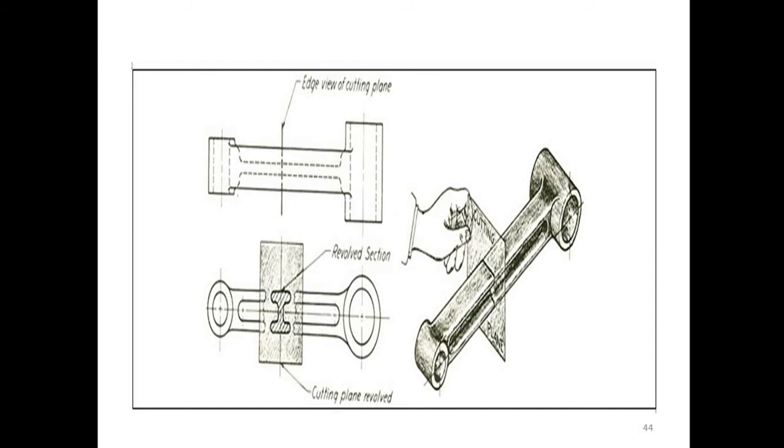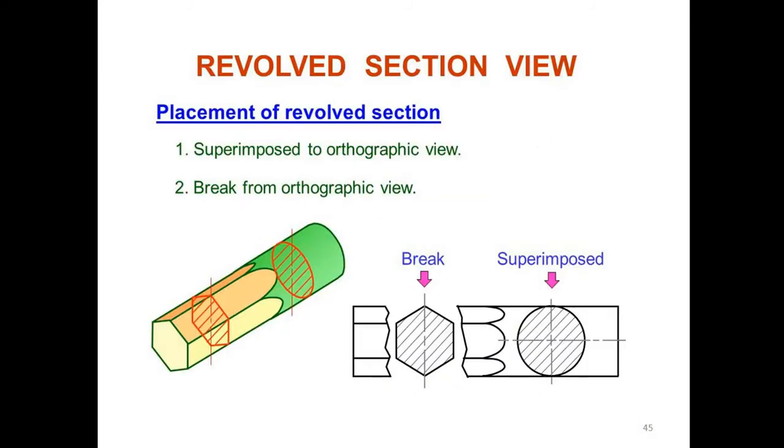The main advantage of this method is that we easily understand the cross sectional shape or cross sectional size of the component through that revolved section. Again, some revolved section views are there. Here the placement of revolved section is shown in a sketch. It is either superimposed on the orthographic view or broken from the orthographic view. There are two methods: superimposed, and second, a break from the orthographic view.